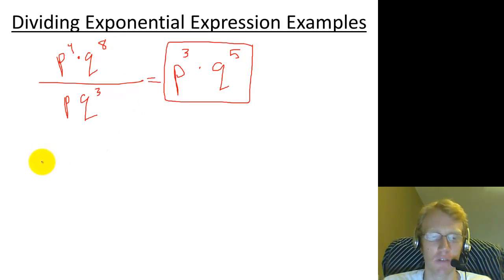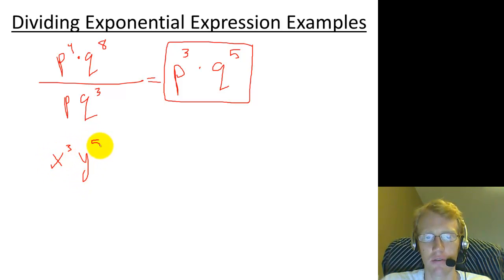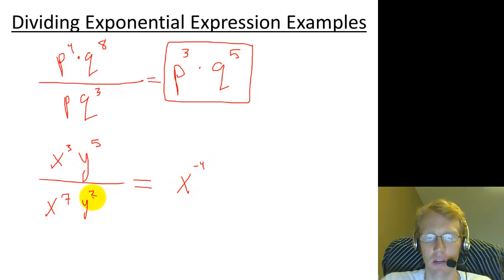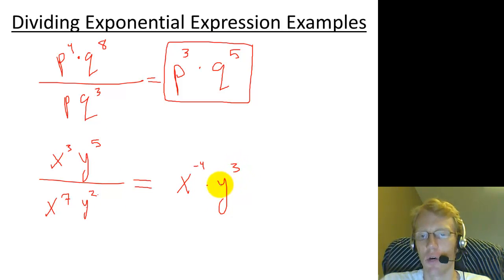Okay, let's take one final example here. What if you have x to the 3rd, y to the 5th, over x to the 7th, y squared, something like this. So here, if we look at the x's and we subtract, we get 3 minus 7, which is x to the negative 4th, and then y to the 5th divided by y squared. Then we subtract 5 minus 2, and we get y to the 3rd. So we've come across something new here. What is this negative exponent? X to the negative 4th, what does that actually mean?